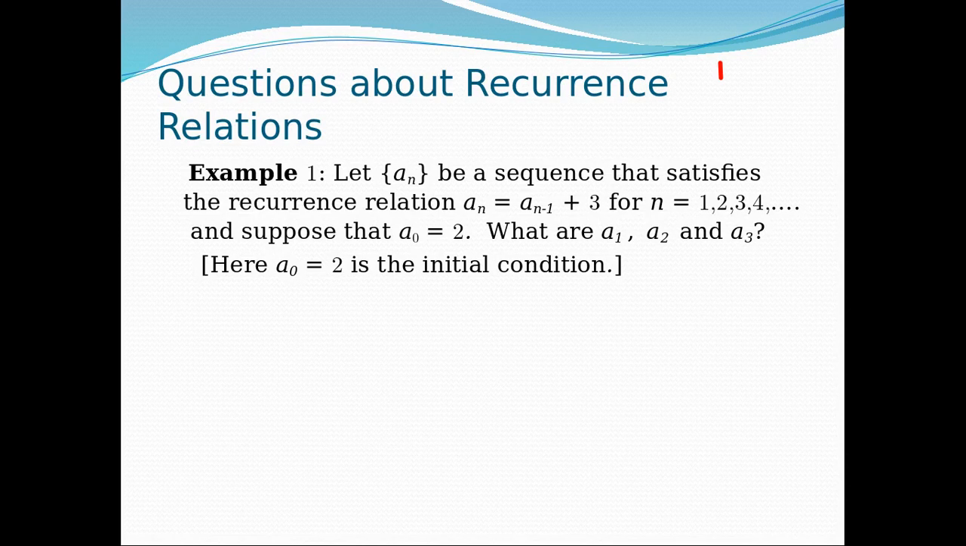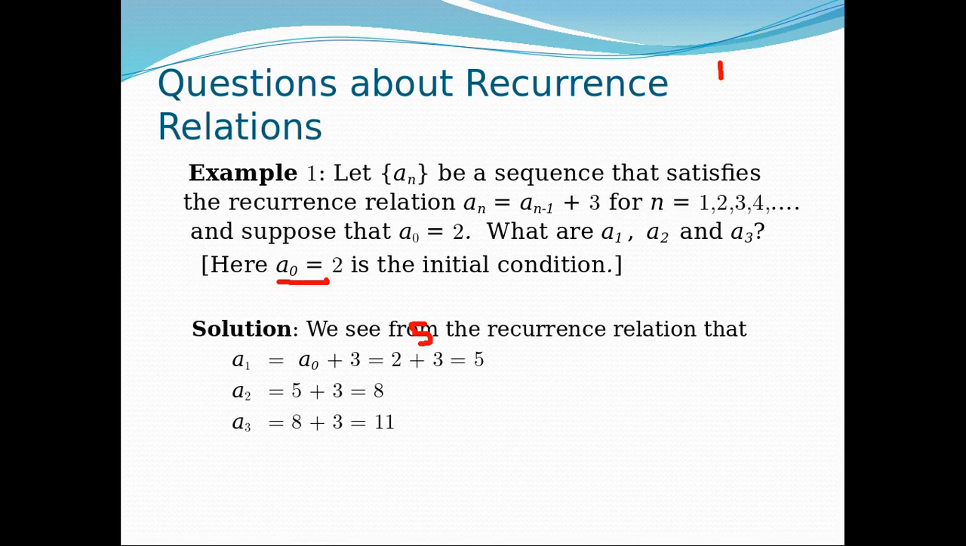So for example, we have a recurrence relation an is equal to an minus 1 plus 3 for n equal to 1, 2, 3, 4, 5. Here we can start from n equal to 1, because if you put n equal to 0, it would be a minus 1. So we'll have to give an initial condition, which is a0 is equal to 2. So what are the values of a1, a2, a3? We can put in 2 here. So 2 plus 3. What would be the first value? 5. And then the next value would be 5 plus 3, 8. And the next value would be 8 plus 3, 11. So the first value is 5, the second is 8, the third is 11. So this sequence 5, 8, 11 is a solution of this recurrence relation.